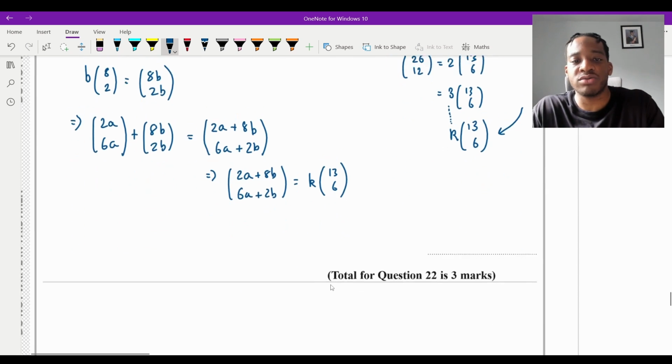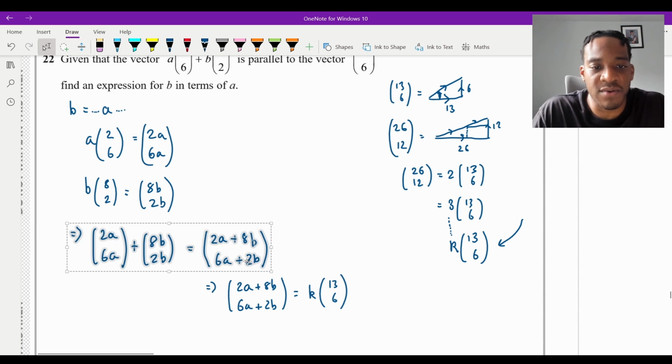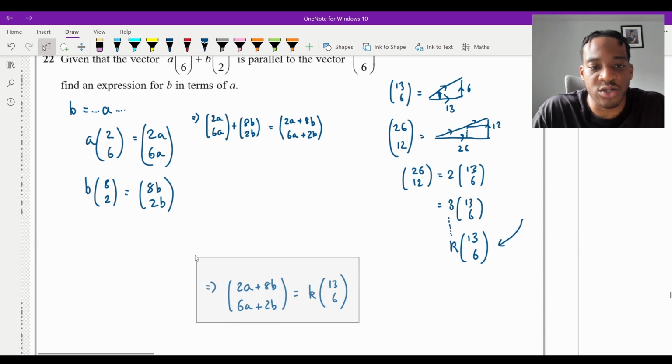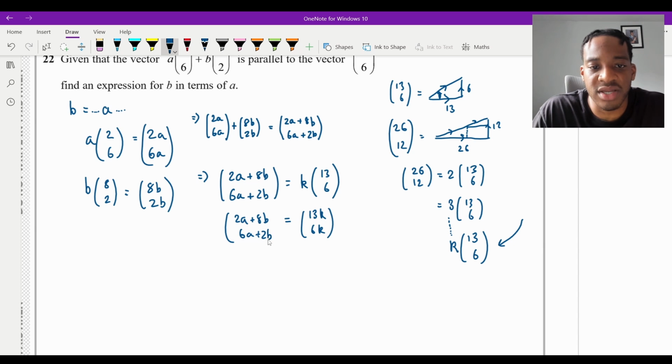And then what we can do now, I'm running out of room, is expand this k. So I'm going to move this, make this smaller, put this here, and then work underneath. Okay, so that k we can multiply, expand, so it's going to be 13k and then 6k, like that, and then we've have this here, 2a plus 8b, and then 6a plus 2b, like this.